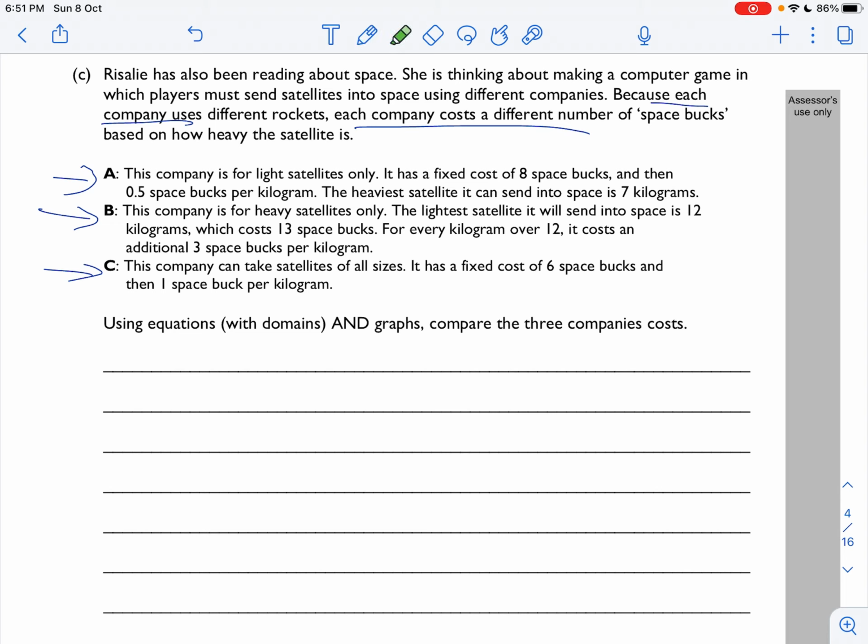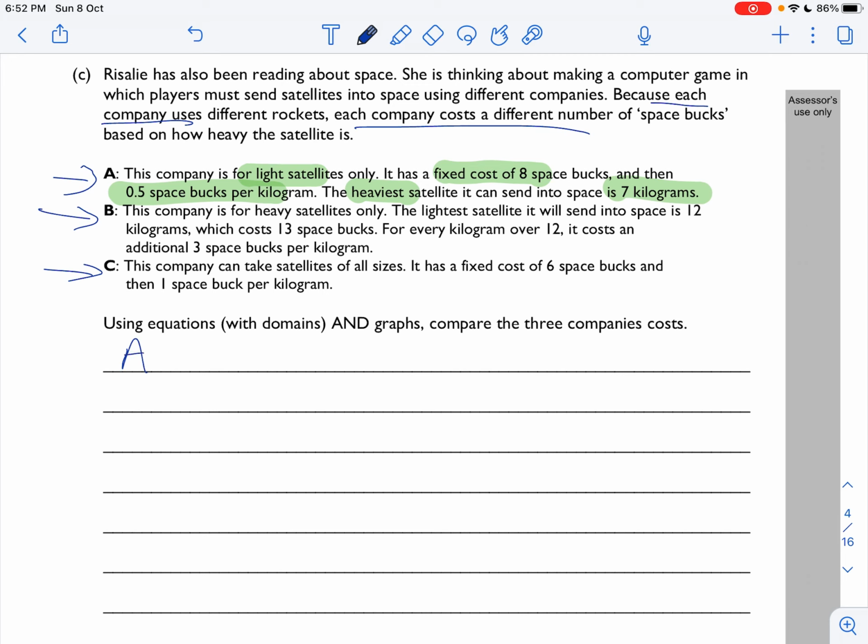I'll just highlight it. So this is for light satellites only. There's a fixed cost of 8 space bucks, and then the changeable bit is the 0.5 space bucks per kilogram. The heaviest it can be is 7 kilos.